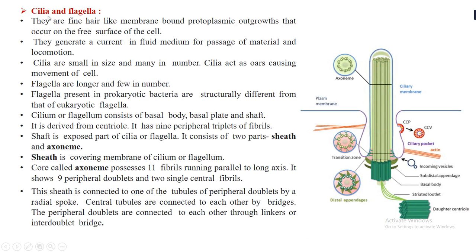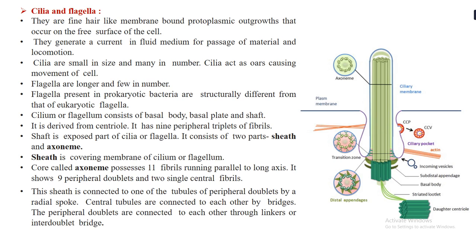Now let us study about the last part of this chapter, that is cilia and flagella. Cilia and flagella are fine hair-like membrane-bound protoplasmic outgrowths that occur on the free surface of the cell. These are responsible for generating the current in the fluid medium for the passage of the material and for the locomotion process.